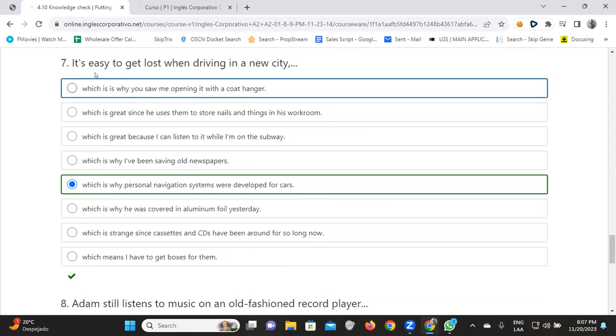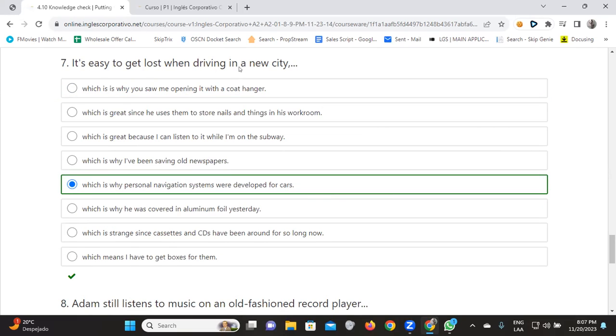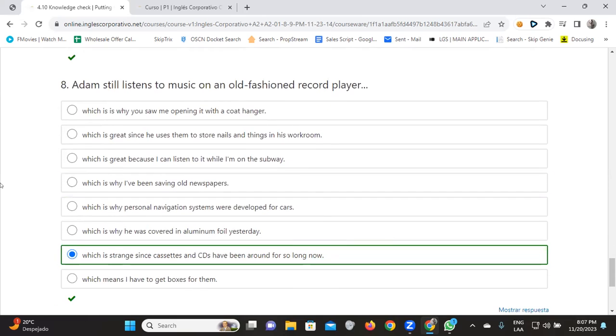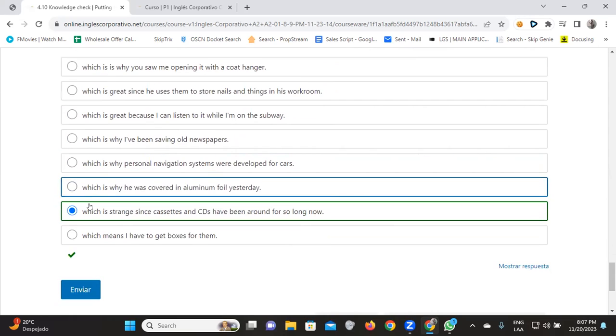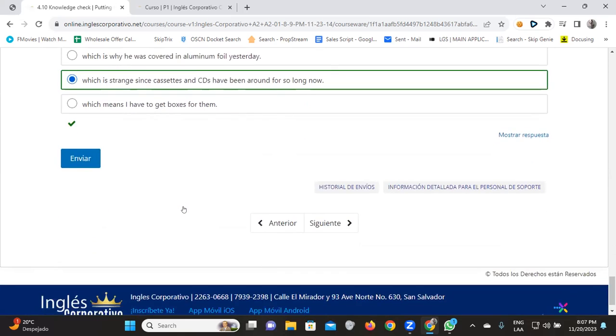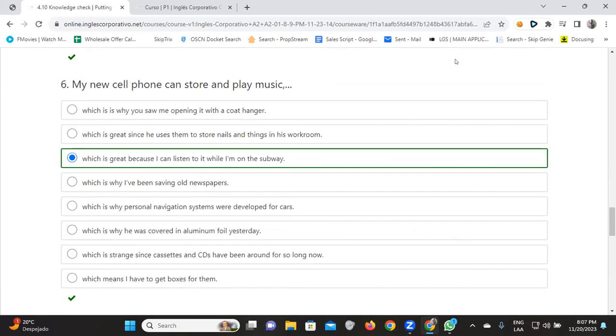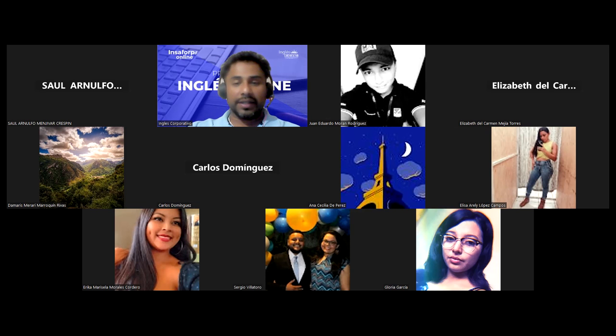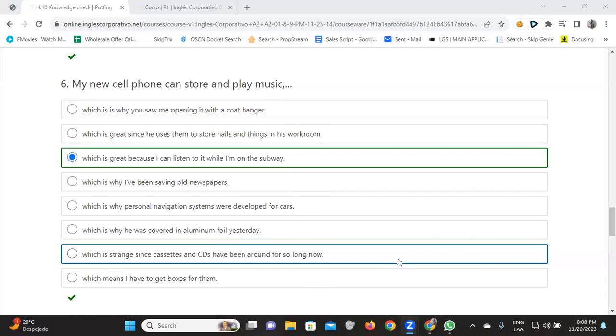Number seven, it's easy to get lost when driving in a new city. And the answer is, which is why personal navigation systems were developed for cars. Number eight, Adam still listens to music on an old-fashioned record player, which is strange since cassettes and CDs have been around for so long now. All right. Any questions about this exercise, guys? Questions about this activity? No question, teacher. Okay, thank you. Let's go ahead and take a look at the next one. We're going to move forward.